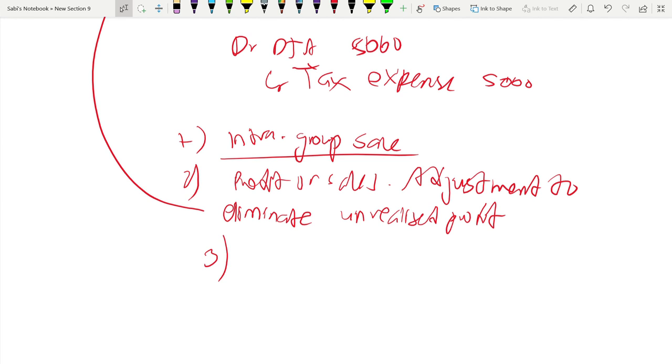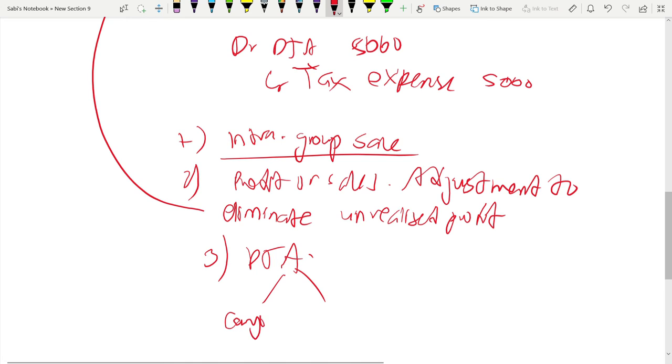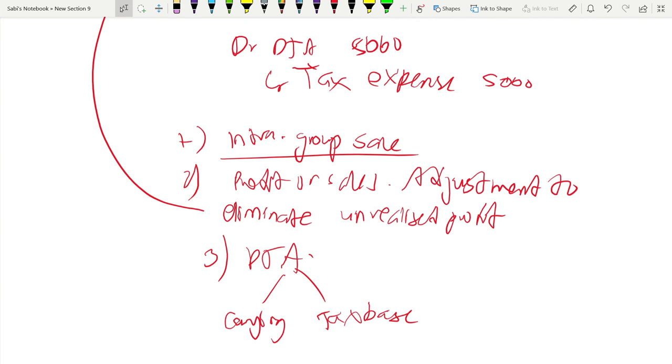Third, what is third? Calculation and explanation of DTA. When you talk about DTA, talk about two things: carrying amount, what is included, and tax base. Always, this is what you do in any question when you have to explain whether it is a deferred tax liability or a deferred tax asset. You mention carrying value, tax base, carrying value, tax base. Three times I have repeated so that you never forget this. So what would be the carrying amount? It would be 25,000. It would be nil.